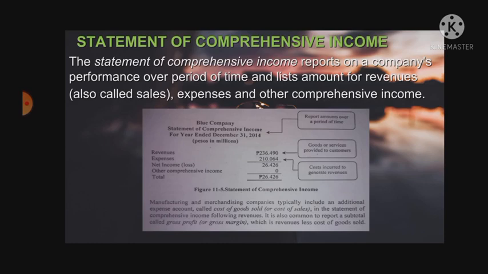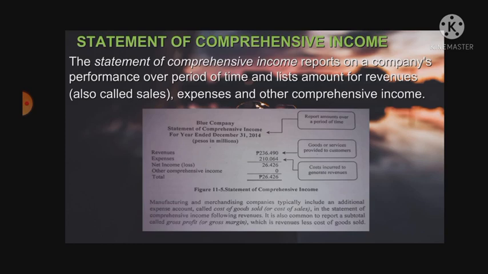Blue Company, which is the name of the company, statement of comprehensive income for the year ended December 31, 2014. Report amounts over a period of time. Under it are the revenues, expenses, net income or loss, other comprehensive income, and the total. Revenues are the goods or services provided to customers, and the expenses is the cost incurred to generate revenues.